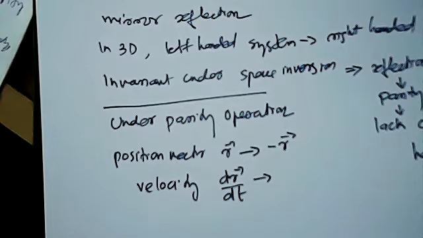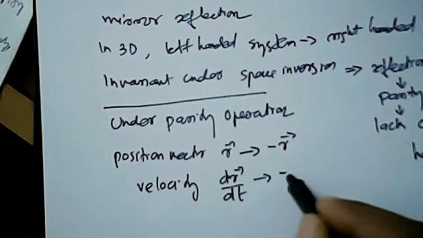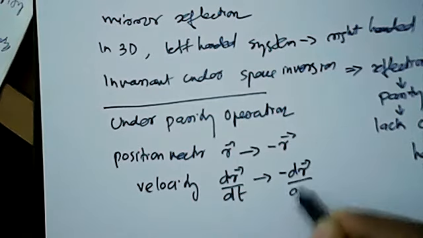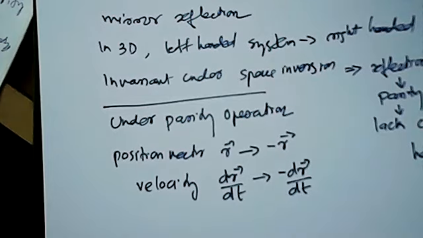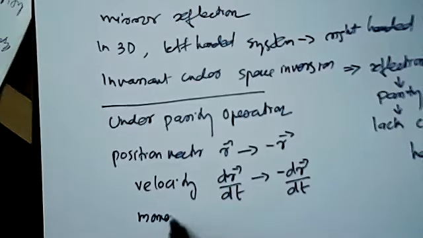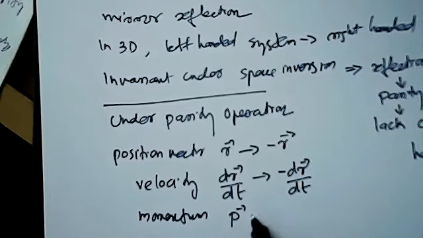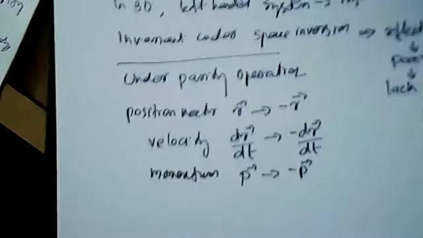Velocity v equals dr by dt. So what happens to it? Since r is involved in it, that becomes minus dr by dt. So velocity changes sign. Position coordinate changes sign. Velocity changes sign. So since velocity changes sign, momentum also changes sign. Vector p becomes minus vector p.